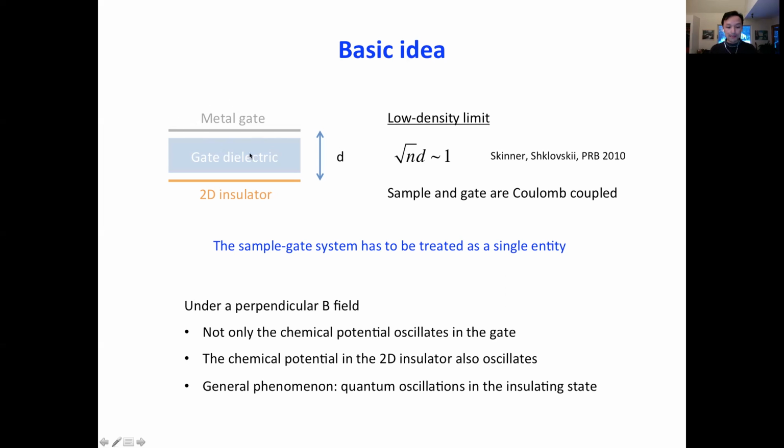Okay. So now imagine you apply a perpendicular magnetic field and there is quantum oscillation that can show up in the metallic gate. We cannot just consider that the chemical potential in the gate oscillates. Because of the Coulomb coupled system, the chemical potential in the 2D insulator also oscillates due to the magnetic field. As a result, it gives rise to a rather general phenomenon: when the sample is coupled to a gate at a short distance, we can observe quantum oscillations in the insulating state.